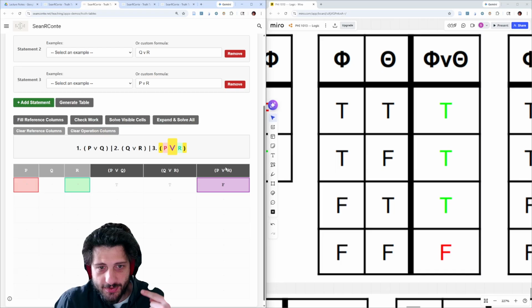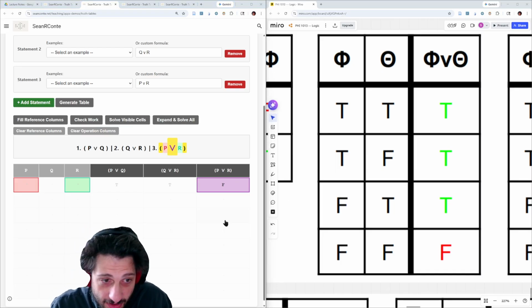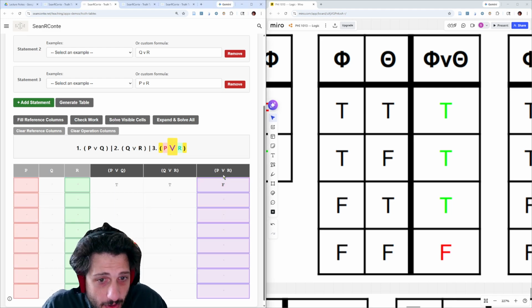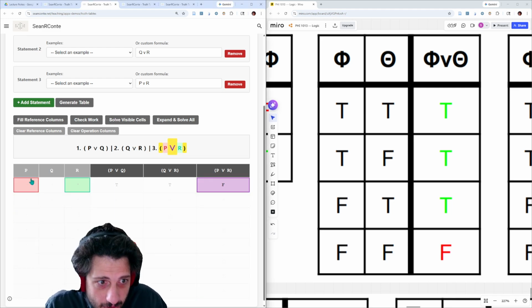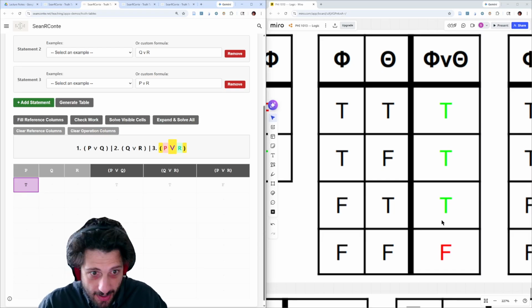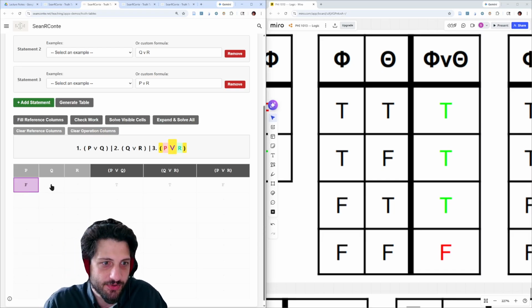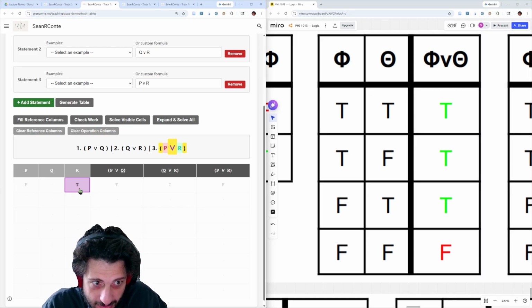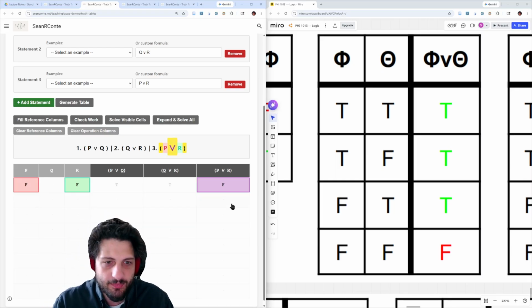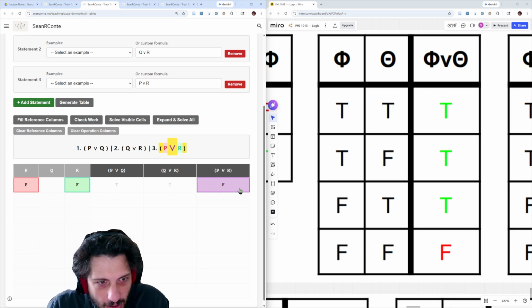If I know that P or R here is false, then I know exactly what P needs to be and what R needs to be in order to make that happen. P cannot be true because that would just make the disjunction true. It has to be false. Same with R. If R was true, regardless of P, it would make the disjunction true. So in order to really make it false, we need to make both of those things false. Okay, cool. So we've got a false conclusion, and that's what told us that P and R are both also false.